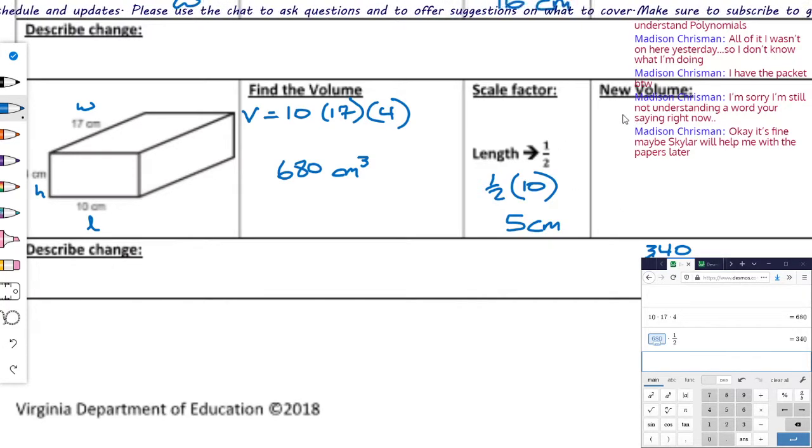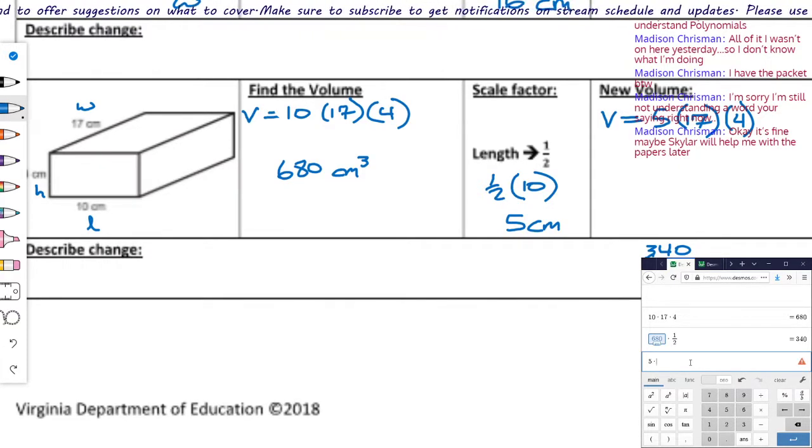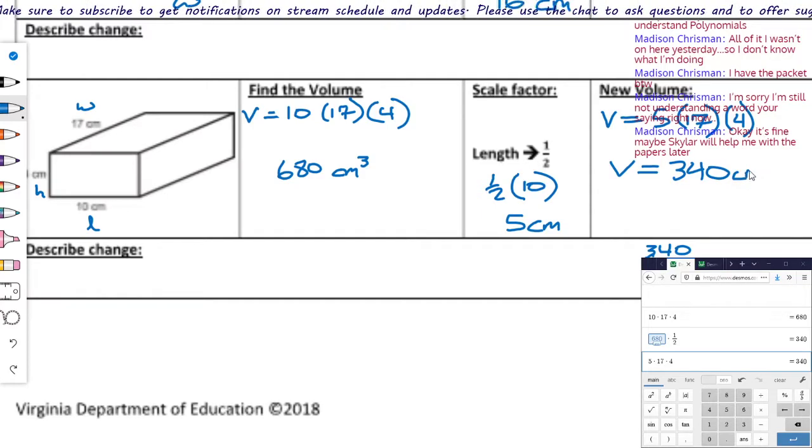So let's see what we get. So we're going to have a volume equals 5, our new length, times the width of 17, times the height of 4. So let's multiply those. What do we get? We get 340. And is that what we got even if we just multiply by that scale factor at the beginning? Yep. Remember this, centimeters cubed for volume. Centimeters cubed for volume.